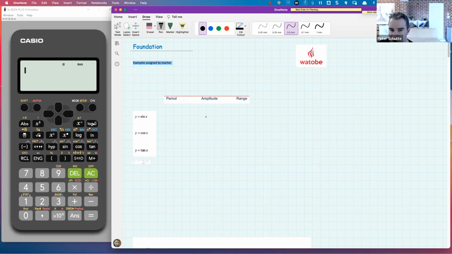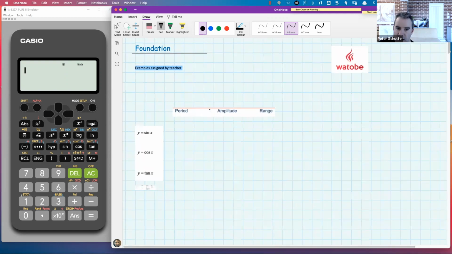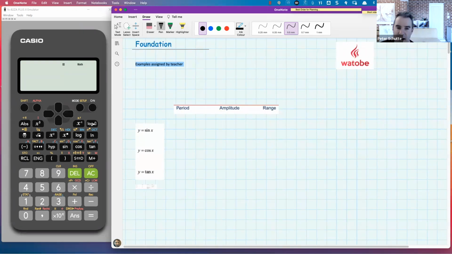Before we start drawing the graphs, I need to make sure that you know what the basic characteristics of these graphs are. So I want to know what the period of the sine graph is, if it's just a normal sine graph, the amplitude and the range. I want to know the same thing for the cos graph, and the tan graph.